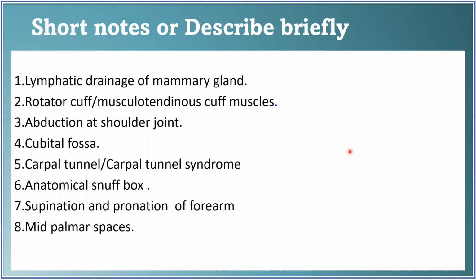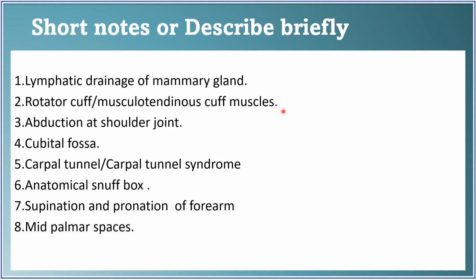Now when you have to answer short notes or a question which says describe briefly, write to the point whatever has been asked, and you have to draw a diagram or 2 diagrams, whatever is necessary. Plus you do have to mention 1 or 2 points of applied anatomy also. So let us look at the topics. First is the lymphatic drainage of mammary gland, which is very important. Then next is rotator cuff or musculotendinous cuff muscles.